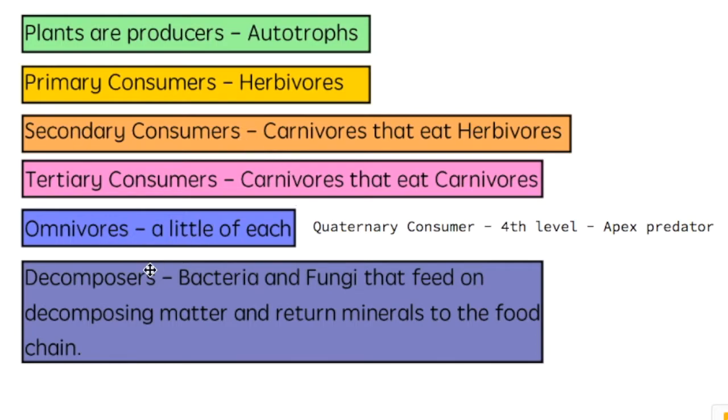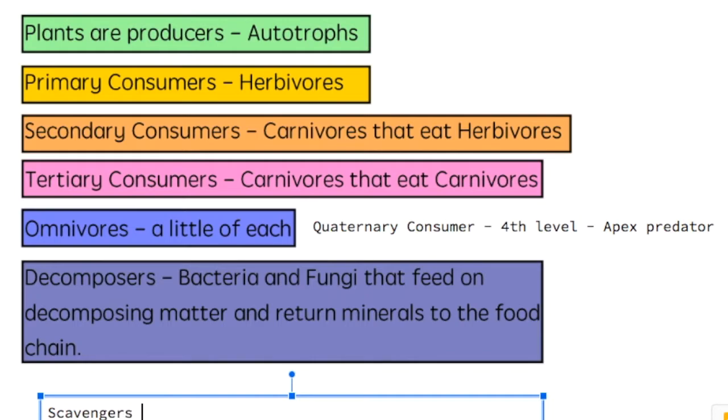Lastly, we have the decomposers. Those are things like bacteria and fungi that feed on any dead thing they can find, so decomposing matter, and they return the minerals to the food chain. Another concept we talked about briefly today, we haven't written it on this slide because we'll talk more about it next week, are the scavengers.